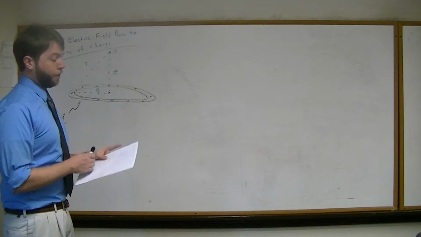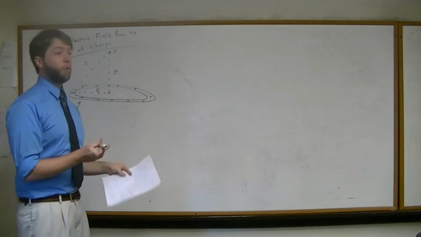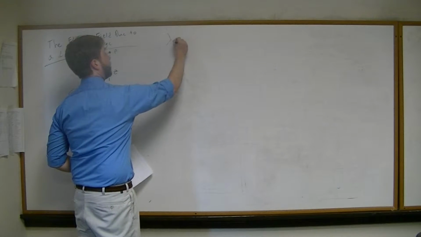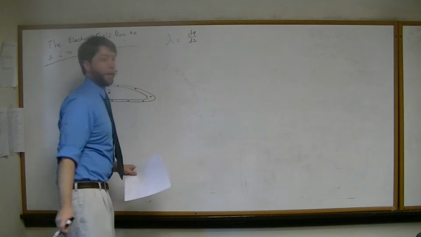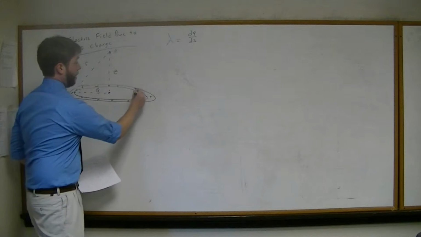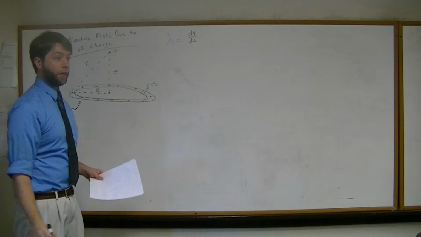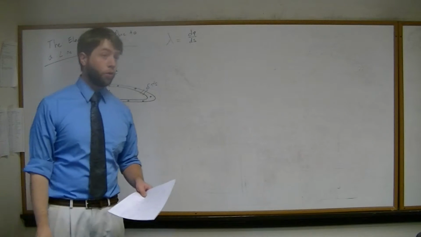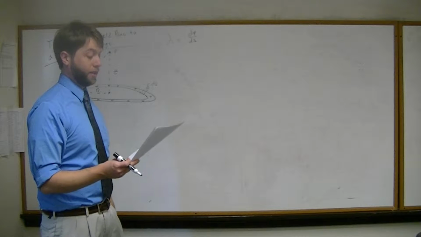Okay, so to figure out what the electric field is at the point P, the first thing we have to do is do our linear charge density thing again. So the linear charge density would be the amount of charge divided by some length in question. So we're going to take, again, some length element, ds, of our ring, and we're going to have to integrate that small length element over the total length of the ring in order to figure out the total electric field in this case.